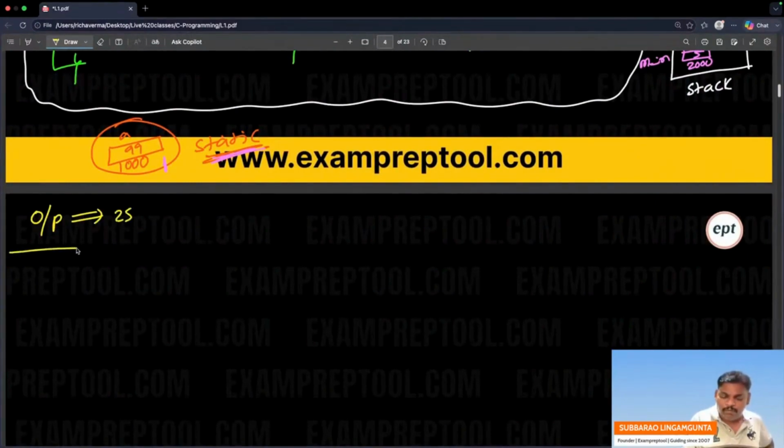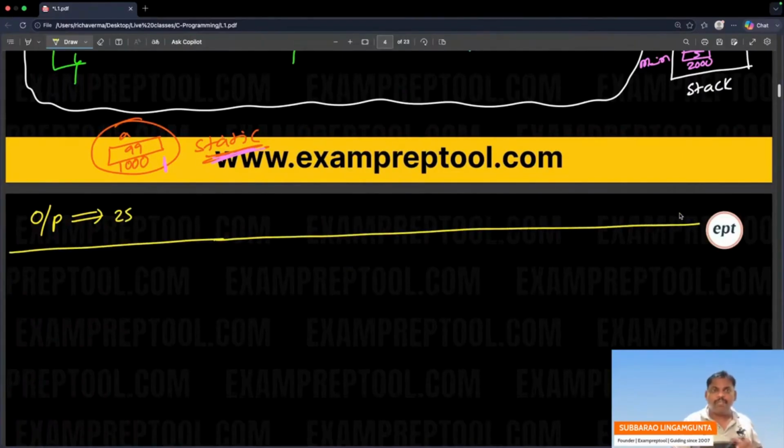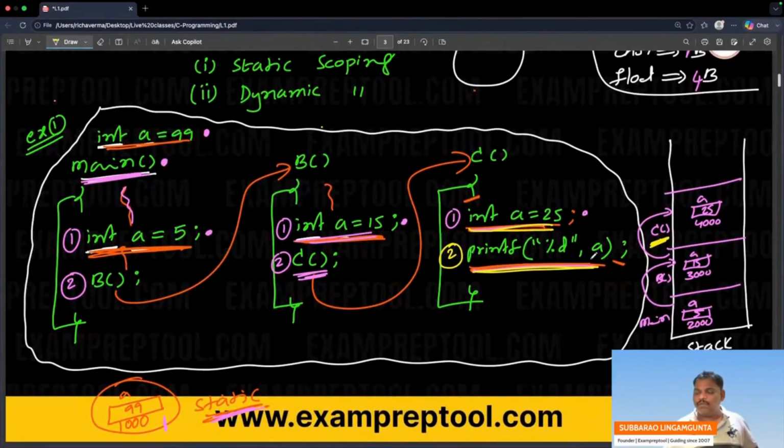Everyone clear? The output of this program is 25. Do you have any objection? The output of this program is 25.